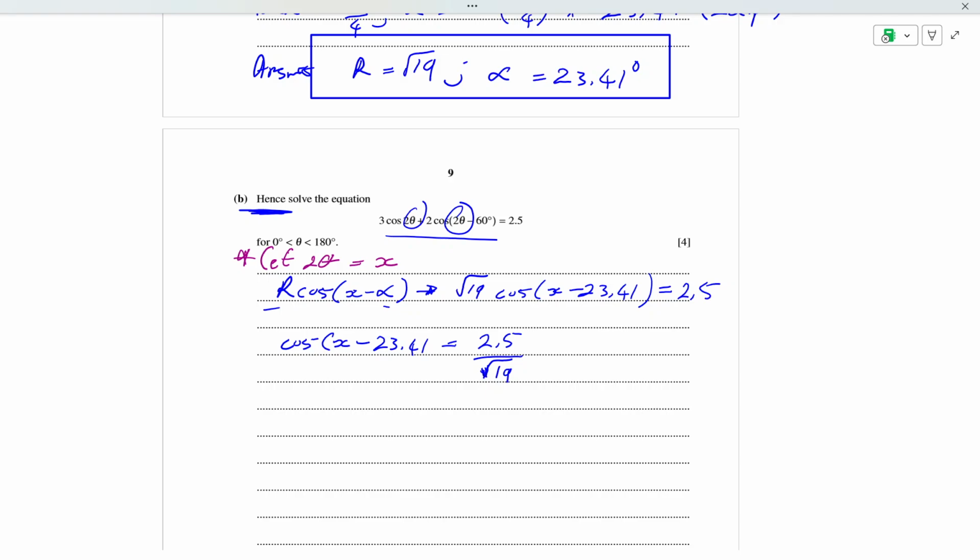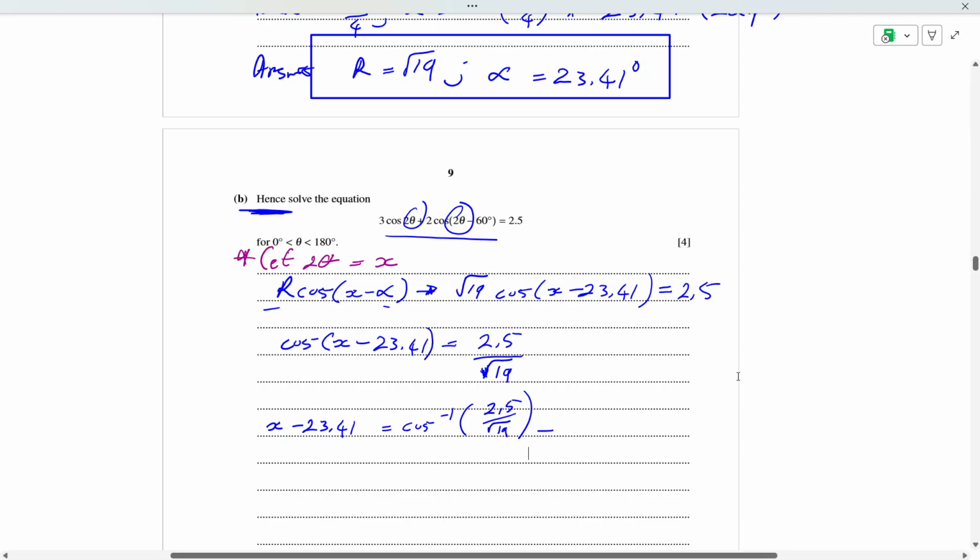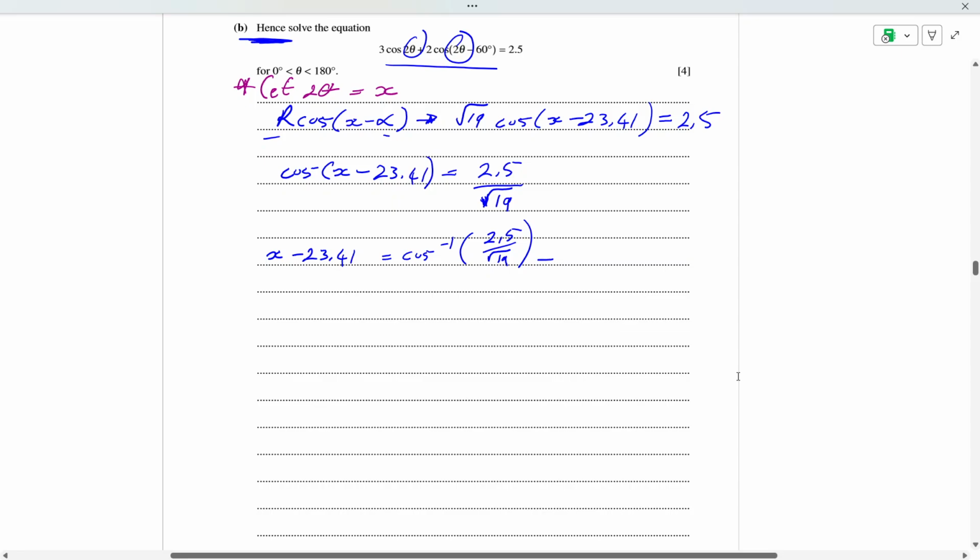When you find the principal value, in this case, you have x minus 23.41 is equal to cos inverse of 2.5 over root 19. When you plug that in the calculator, x minus 23.41 is equal to the principal value, which will be 55.0 degrees to 1 dp.